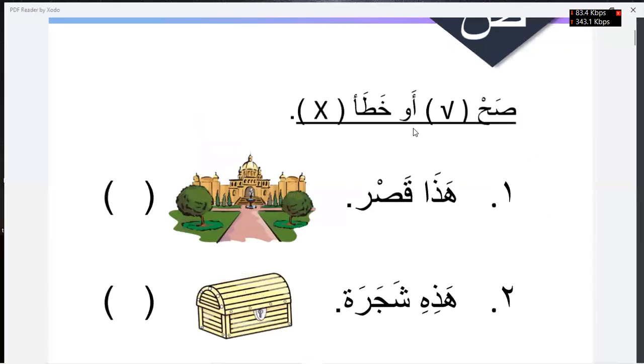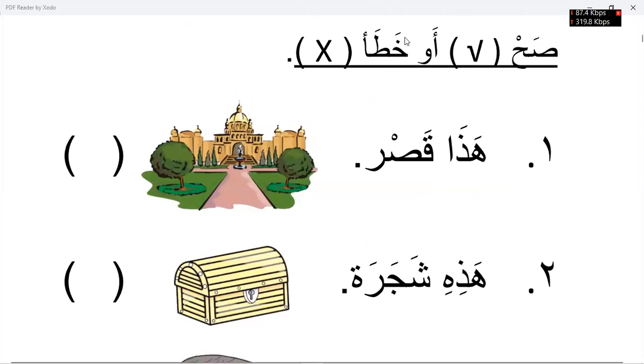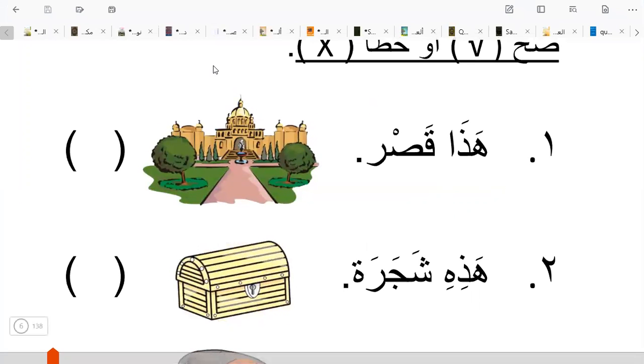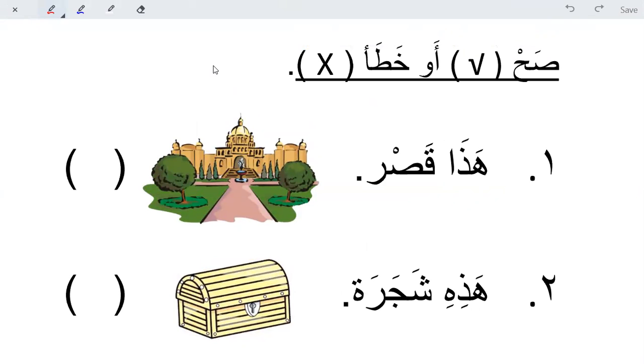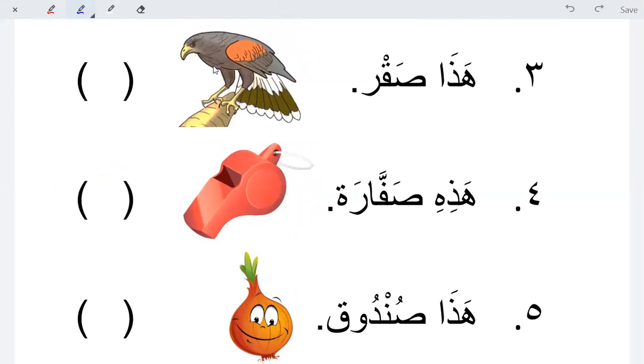Correct or wrong. Riyan? Yes. This is a palace. This is an eagle. Palace. Correct. This is a tree. Wrong. This is a eagle. Falcon.